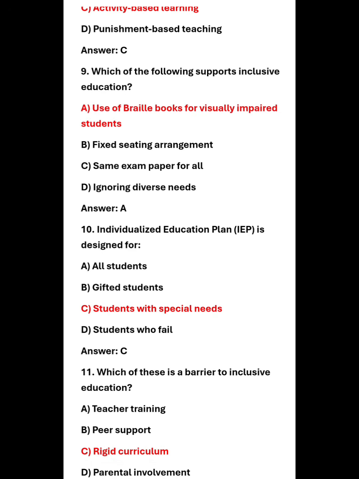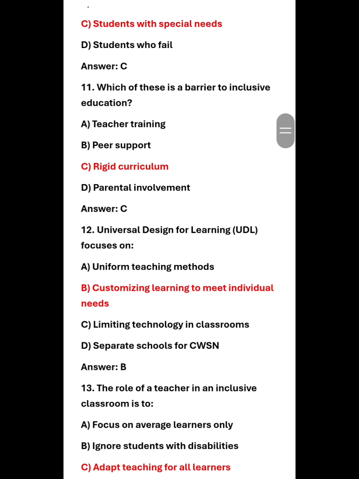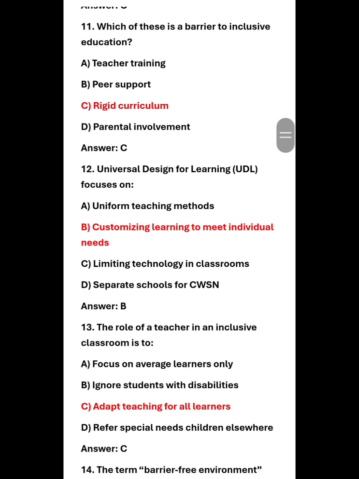Then, an individualized education plan is designed for students with special need. Which of these is a barrier to inclusive education? The answer is the rigid curriculum. Universal design for learning, UDL, focuses on number B, customizing learning to meet individual needs.